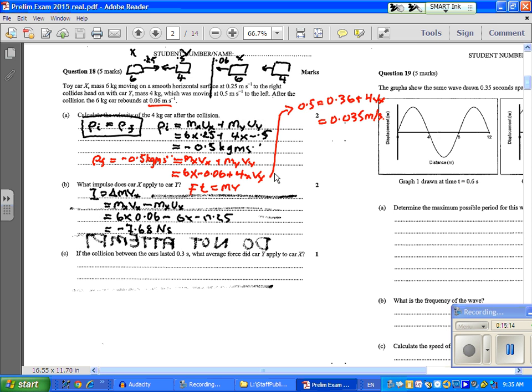Okay? So this one, they've actually given you a time. They tell you the time that the collision lasts for. And they want to know what average force did Y apply to X. Now, obviously, the impulse is mv. And I can rearrange that to work out force, mv on t. Okay? And then I can work out the change in momentum on car X, and that would tell you what force must be applied to it by car Y.